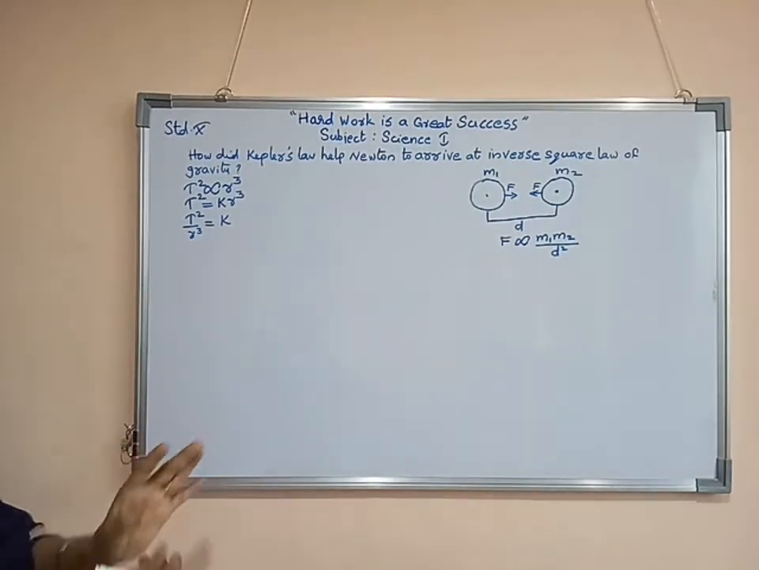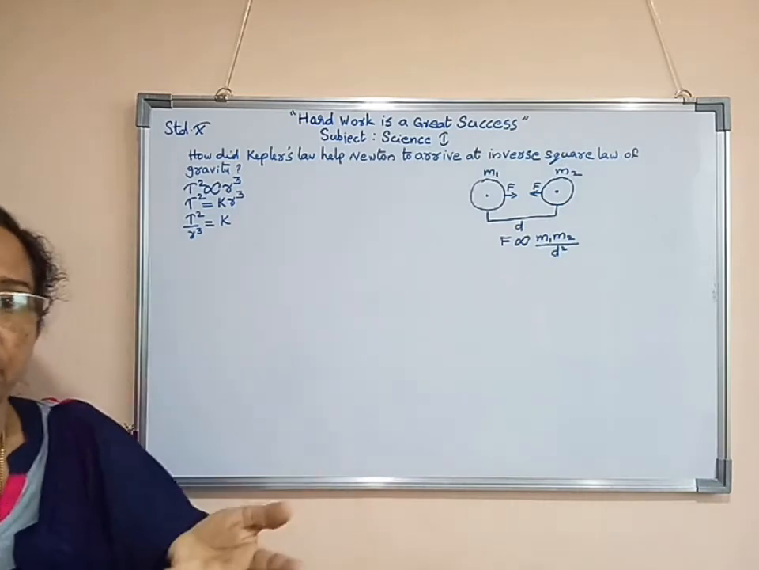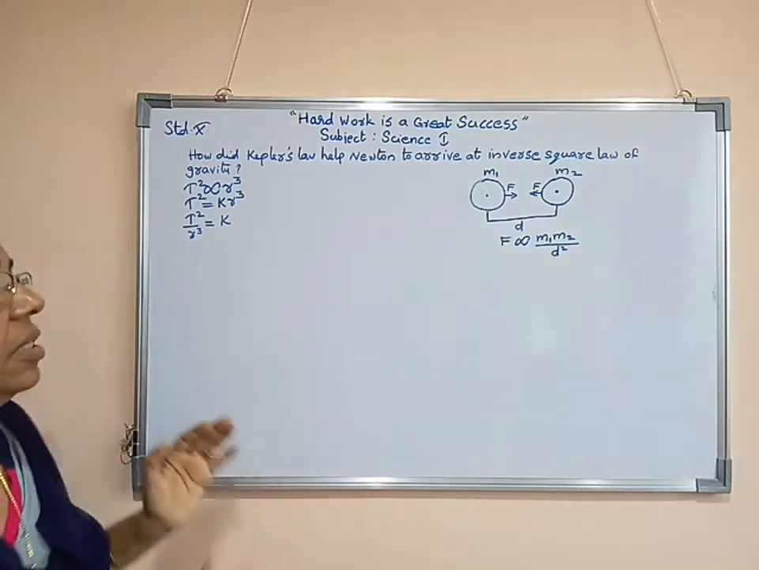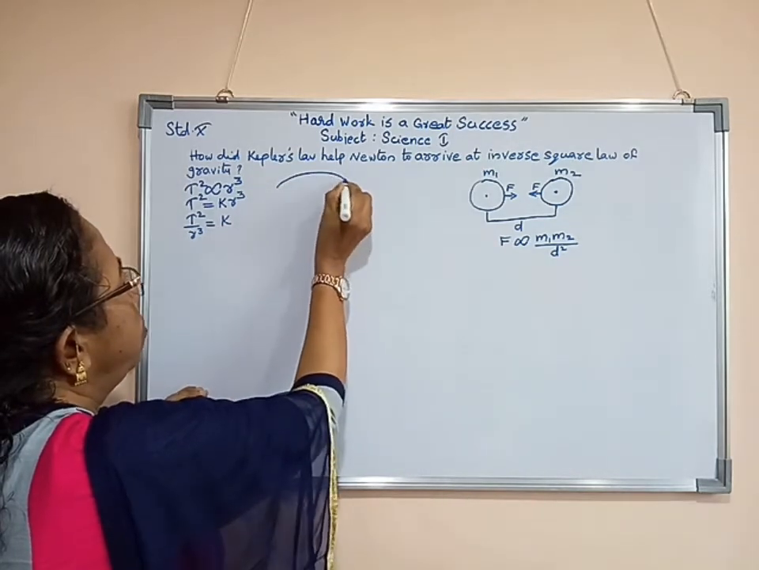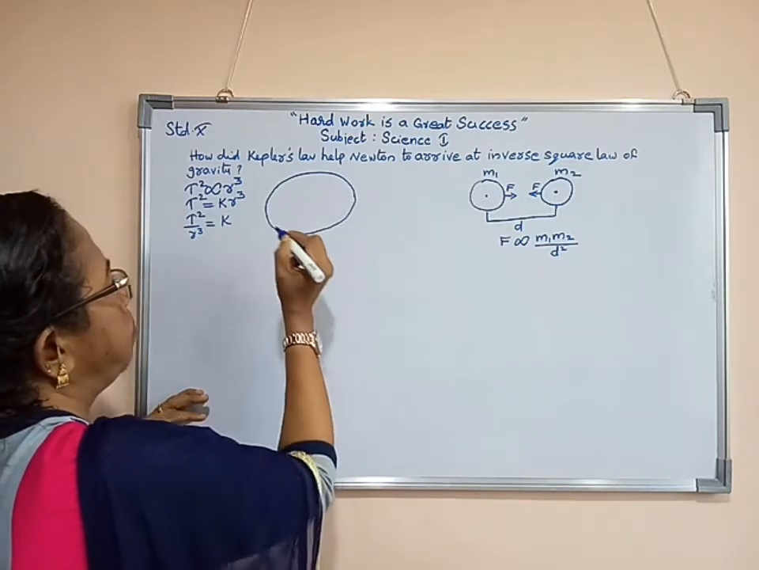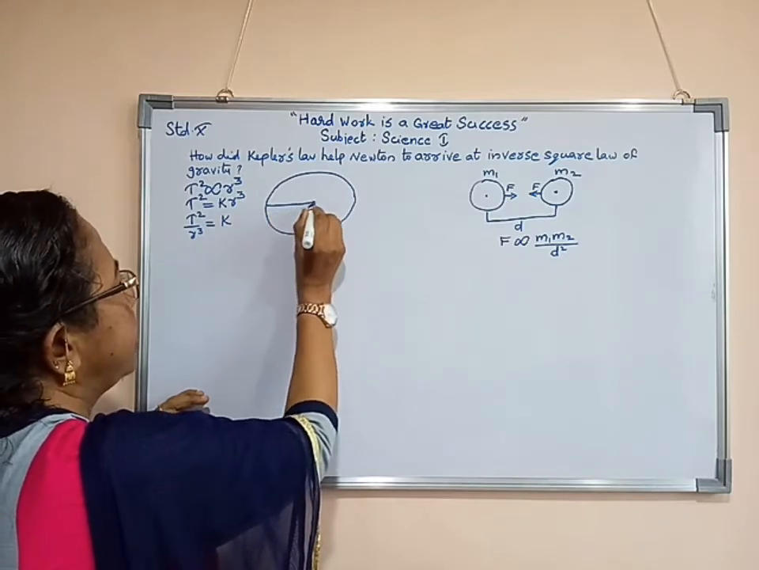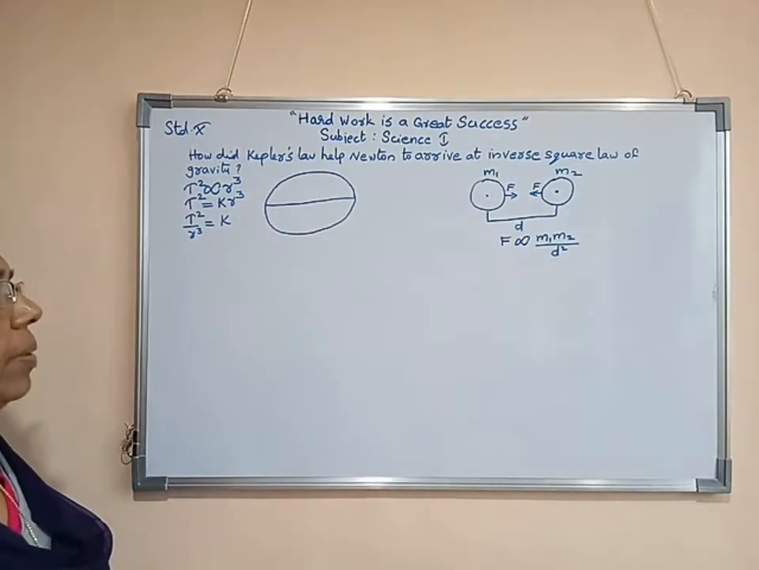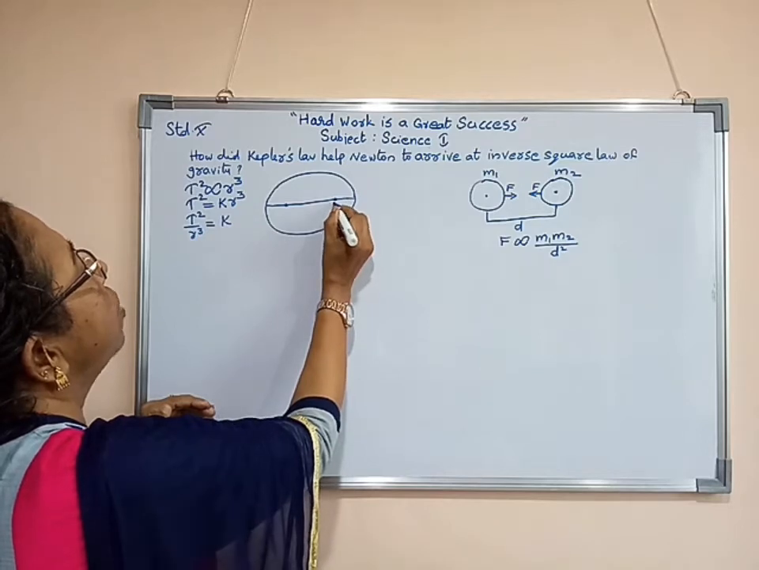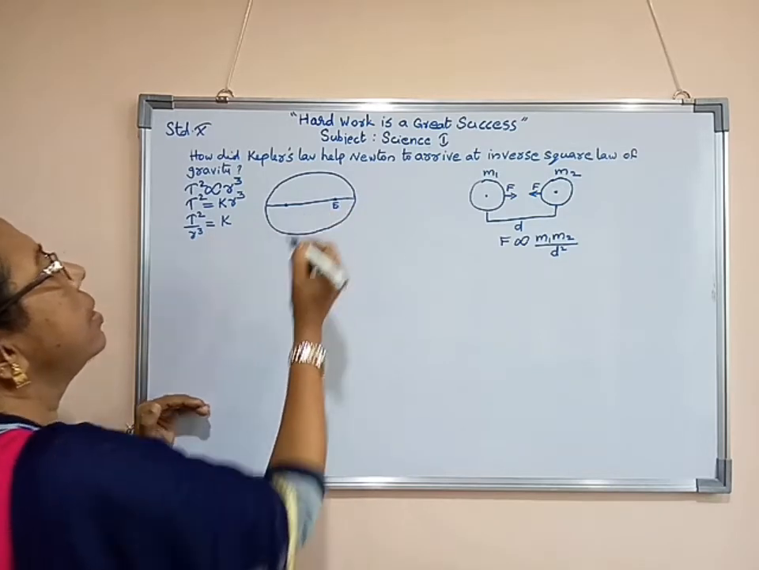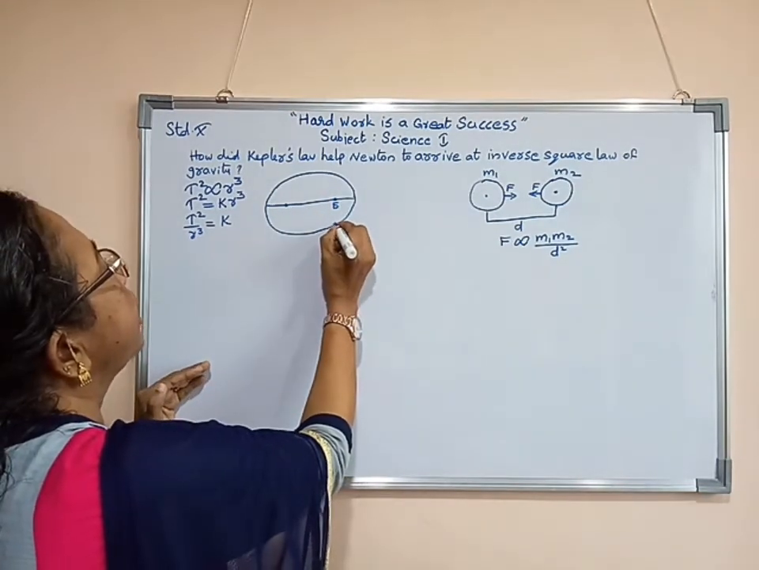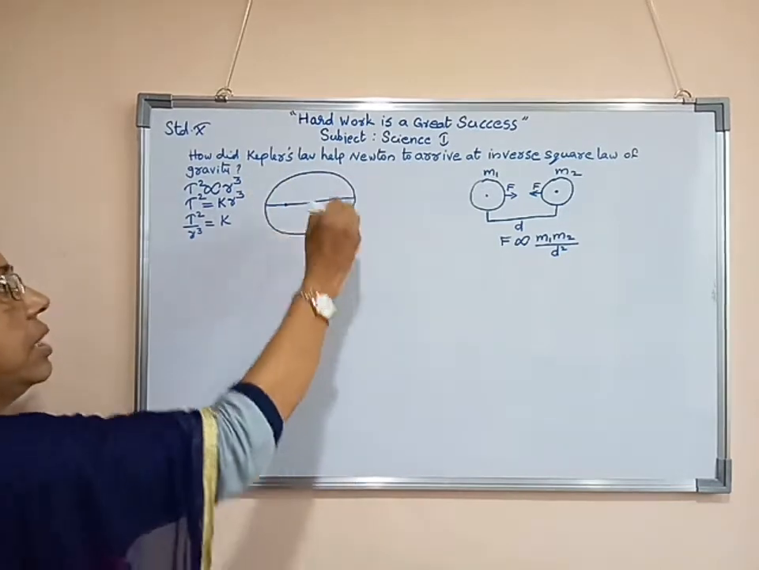Now one more thing, when we were studying Kepler's third law, we studied that the orbit of a planet is an ellipse. The orbit of the planet, you all know, is not a circle, it has an elliptical shape. Now if we draw a straight line through the center of this orbit, we will get two foci. At one of the foci, the sun remains. Through the orbit, the planet revolves around the sun.